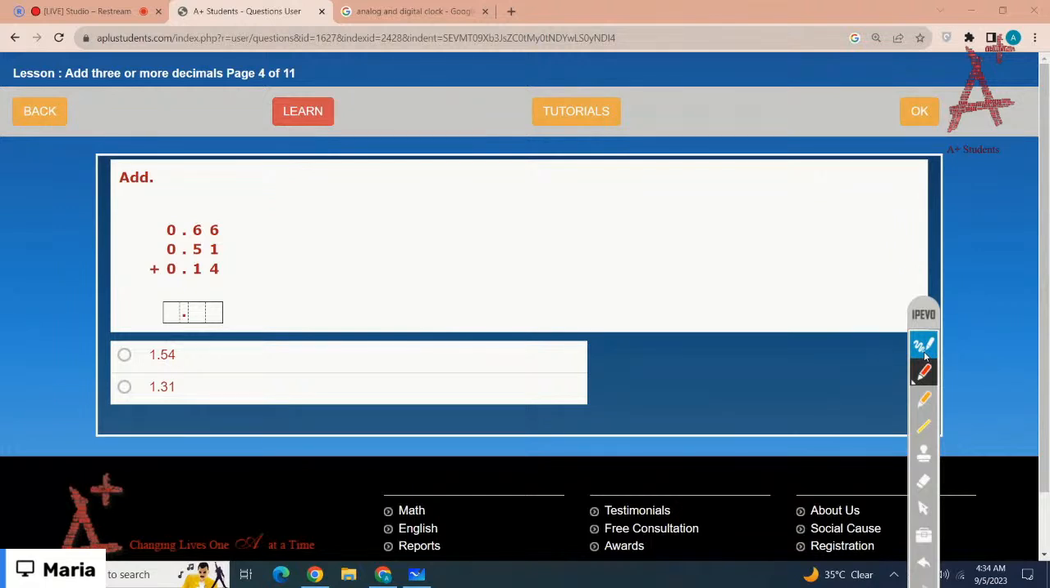Okay, the next one is you have to add. So 6 and 1 is 7, 8, 9, 10, 11. Write 1 and carry 1. 6 and 1 is 7, 8 and 5 is 13. Write 3 here and carry 1. So it would be 1.31. The correct option is 1.31. That is the correct option.